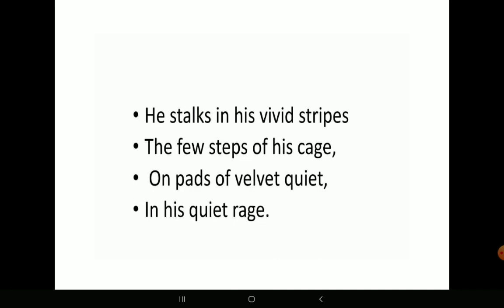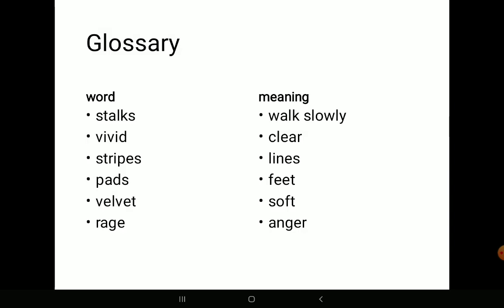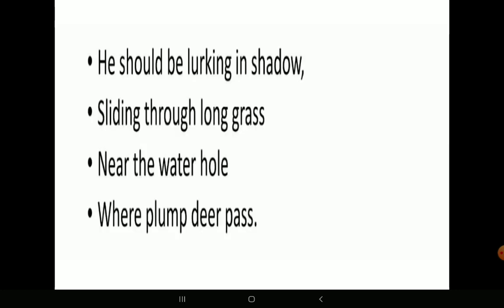Because the tiger knows that he cannot do anything inside the cage in the zoo, he feels helpless. Though he feels angry, yet quietly he holds that anger inside, he doesn't express it. That's why the phrase quiet rage has been used here. Now this is the summary of the first paragraph. You can go through it once again. What I have just described, you will find the same thing written over here. These are some of the words and their meanings which you came across while reading the first paragraph. Look at them once again. Let's go ahead with the second paragraph.